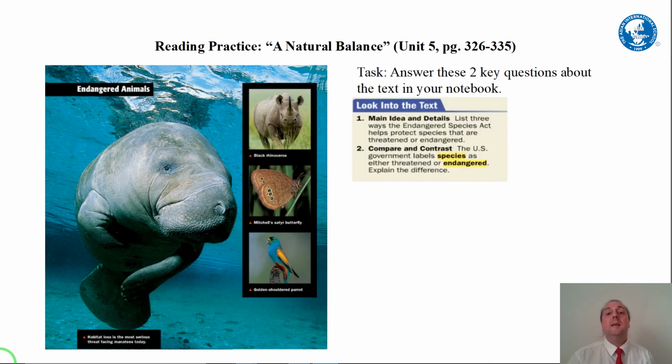So, here are questions that we need to answer from the last 3 pages of the text. Okay, 1. What is the main idea and details? So, 3 ways that the Endangered Species Act helps protect species that are threatened or endangered. And then, number 2, compare and contrast. The U.S. government labels species either threatened or endangered. Explain the difference. Okay, so take 3 minutes, pause the video, and answer these 2 questions in your notebook.